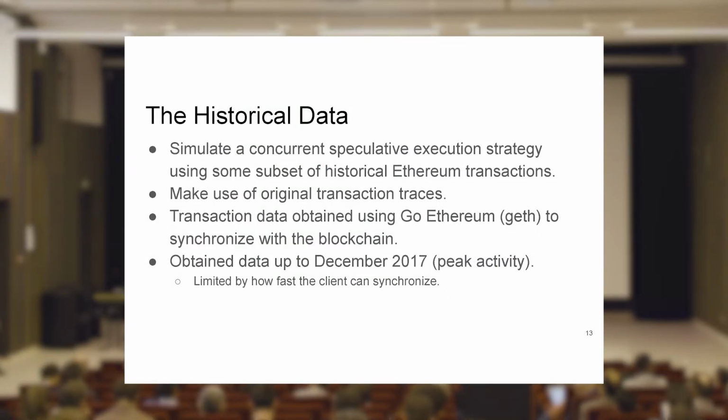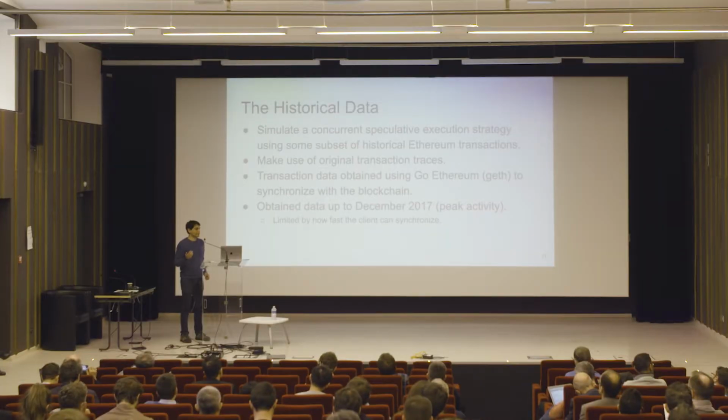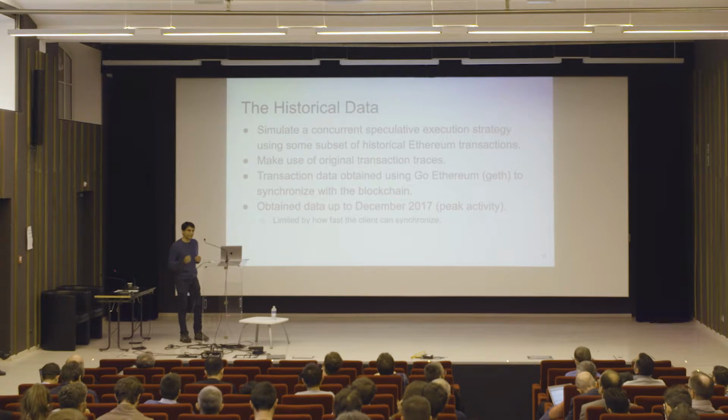So the idea is that we take this historical transaction data and we simulate what would have happened if we instead re-executed those transactions in parallel using some kind of speculative technique, which I will describe in the next few slides. At a high level, the way we do this is by looking at the transaction traces of the original transactions on the blockchain when they were sequentially executed. And then we basically play them back in parallel.